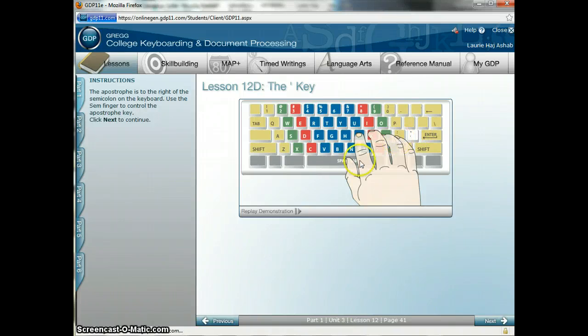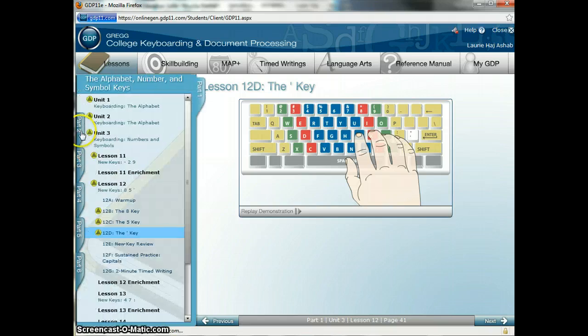Remember the importance of saying the letters and spaces and numbers and symbols, either out loud or to yourself. Then you have the new key review and another 2-minute timed writing and our Lesson 12 enrichment.